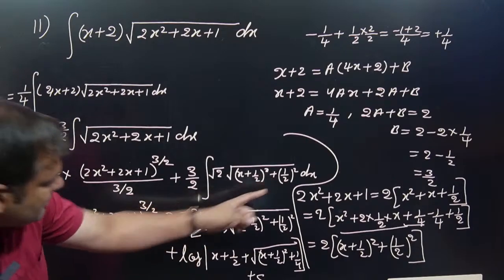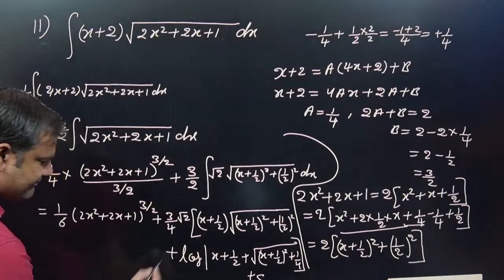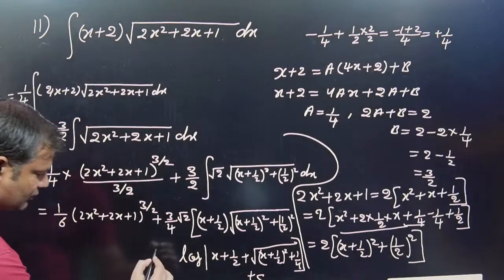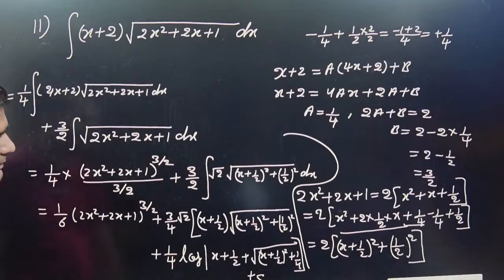A square is basically 1 by 4, so written here 1 by 4, and here plus 1 by 4 also written. Okay, so this is the final answer.